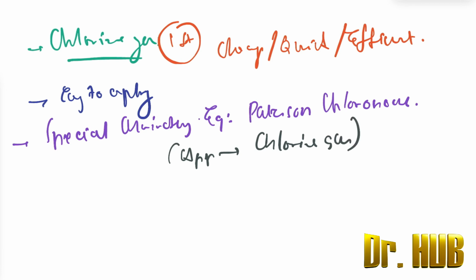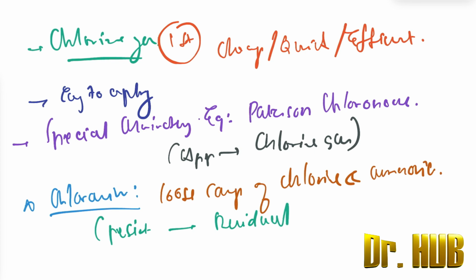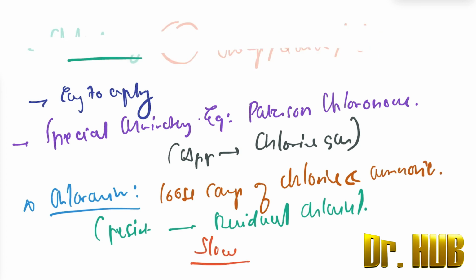Then there are the chloramines. Chloramines are loose components of chlorine and ammonia. They give more persistent forms of residual chlorine, but they have a slow action, so they are not widely used.